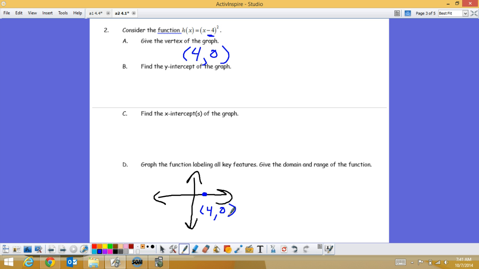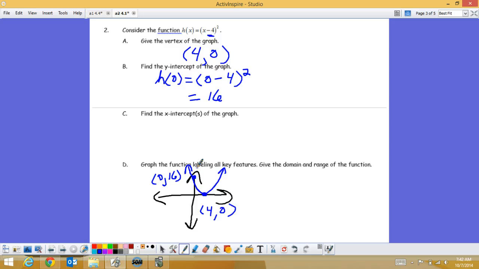And then to find the y-intercept, we basically want to plug 0 in for x. So 0 minus 4 is negative 4. Negative 4 squared is 16. So we will be up here at 0, 16. So this would be one branch of this. And parabolas, just like the absolute value functions, have symmetry. So that would be the other side of the graph.